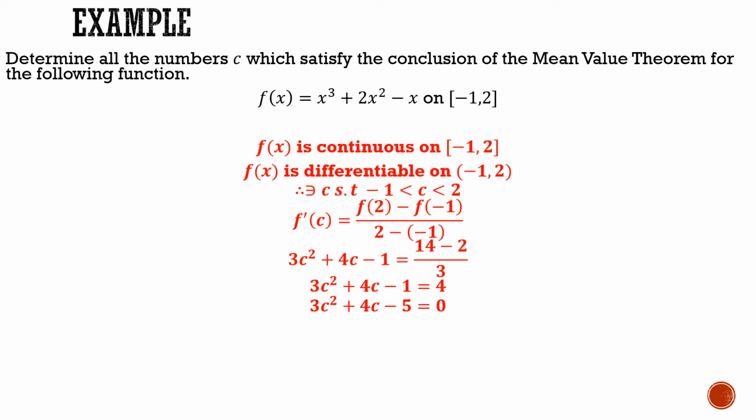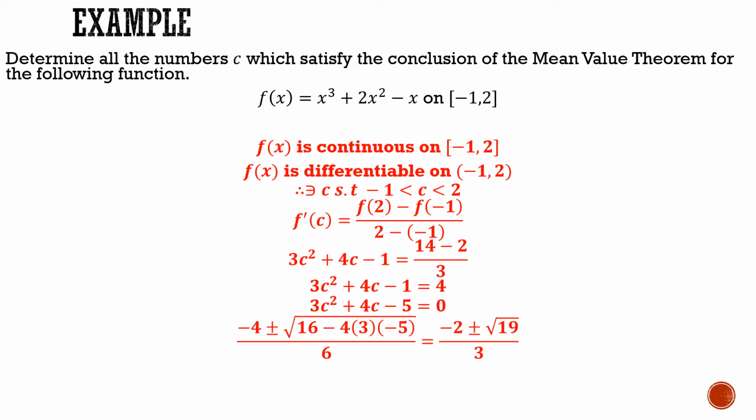So I have negative b plus or minus the square root of b squared minus 4ac, all over 2a. Plugging in those values, I get 4 plus or minus the square root of 16 minus 4 times 3 times -5, all over 6, which simplifies down to 2 plus or minus root 19, over 3.